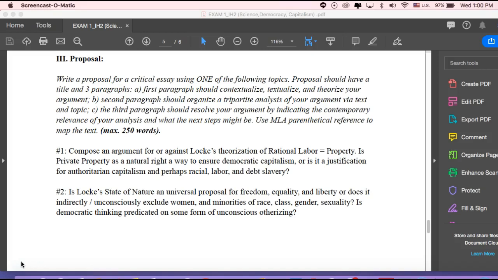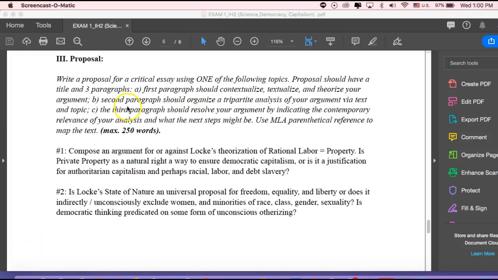The next paragraph is showing your three points of attack, what parts of the text you're going to use, and then how you're going to use those texts, what your proto-analysis is. And then the third paragraph is the conclusion and resolution paragraph.